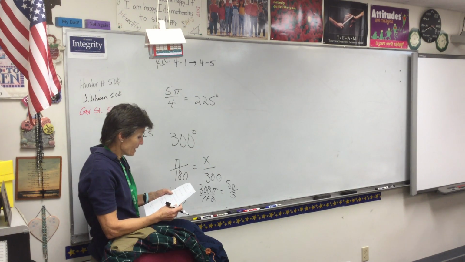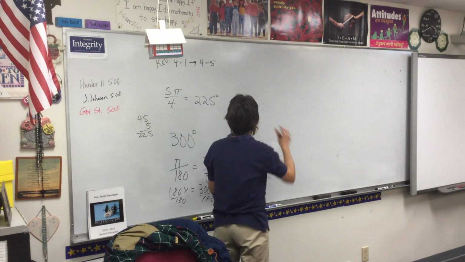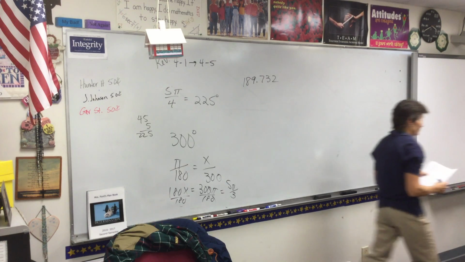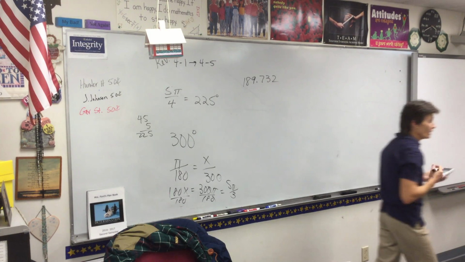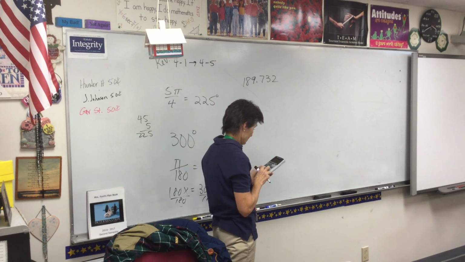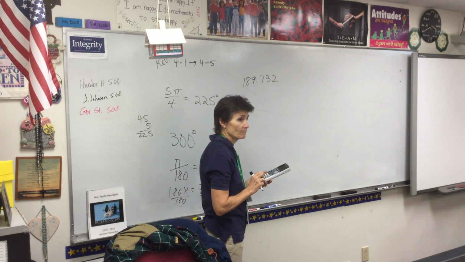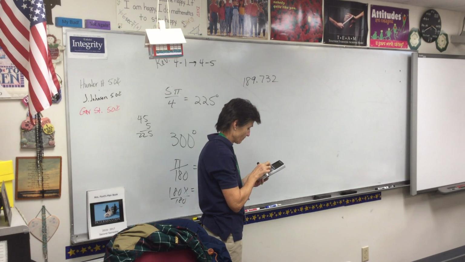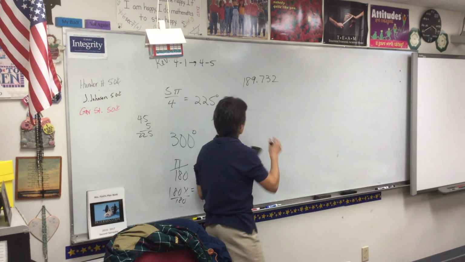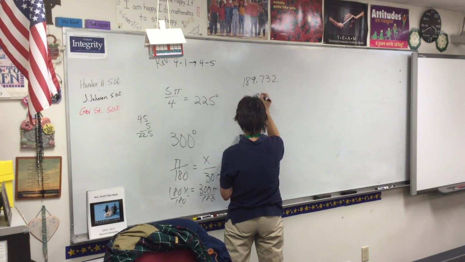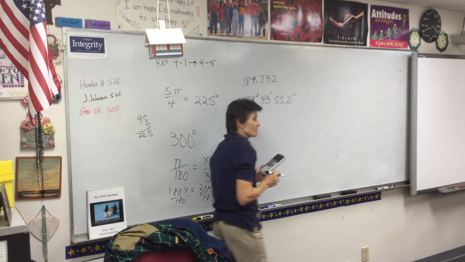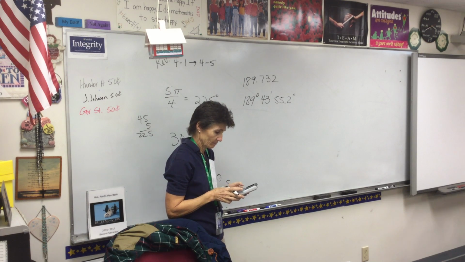Okay. Now the next one is the calculator problem. Find degrees, minutes, and seconds. Okay, you know how to do that. We just talked about it a few minutes ago. How do we find degrees, minutes, seconds? We type in the decimal, right? And then where do we go? Second apps, down to DMS, and it's 189 degrees, 43 minutes, and 55.2 seconds.